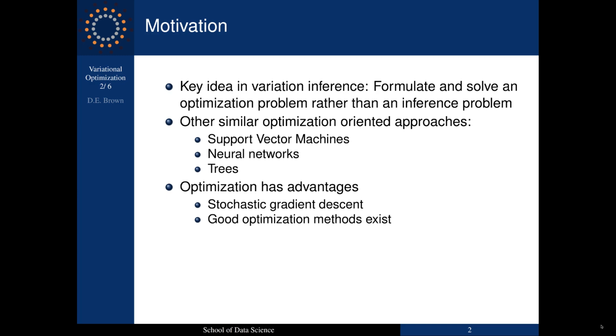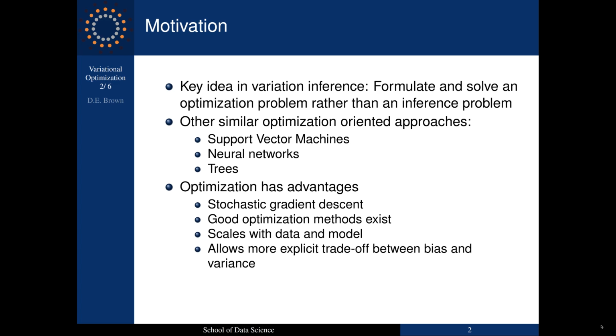Good optimization methods exist in addition to stochastic gradient descent, like conjugate gradients and others that can be used to get fast results to optimization problems. The key thing about optimization is it scales with both the data and the model, and by this we mean we can have millions or tens of millions of observations. And the model can have many parameters, tens of thousands, hundreds of thousands, possibly even 1 million parameter values, and we can solve these with optimization.